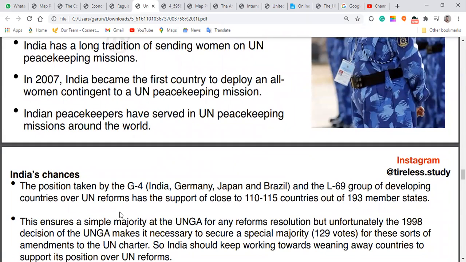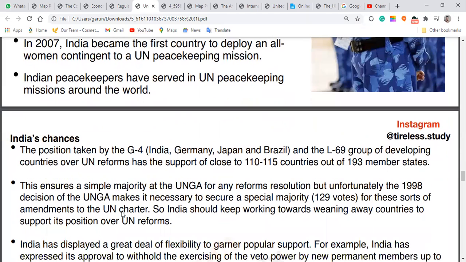India's chances. The position taken by the G4, India, Germany, Japan, and Brazil, and the L69 group of developing countries over United Nations reforms has the support of close to 110 to 115 countries out of 193 member states.